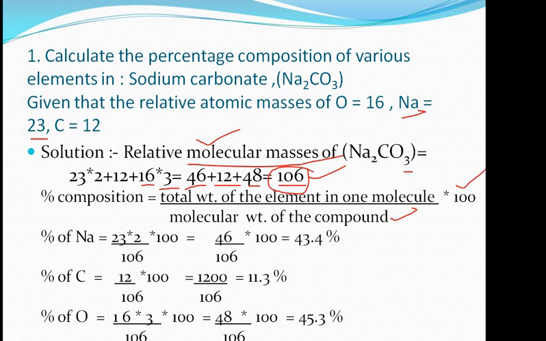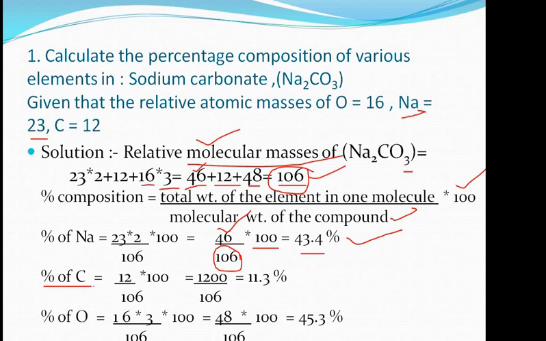Okay, now in the case of the percentage of sodium, its total mass is 46, as we write here, so 23 into 2 and that is 46. 100 is for percentage, you know this, and 106 is the total relative molecular mass of the compound. So its answer is 43.4% of sodium present in one molecule of this compound, right? Compound or molecule, one thing is there.